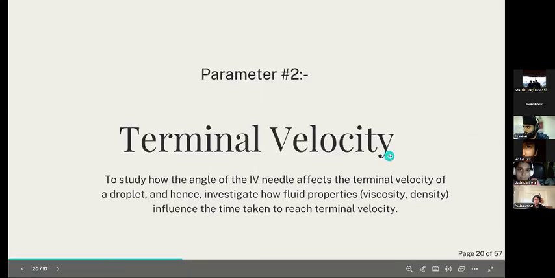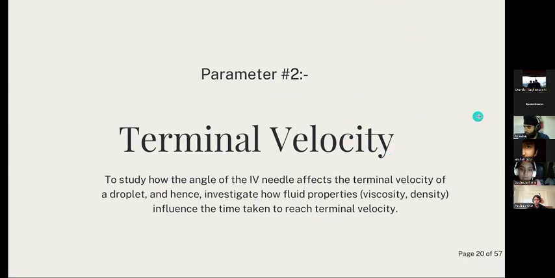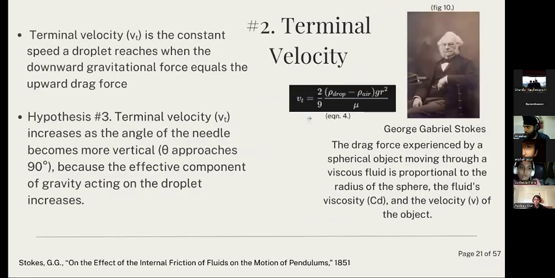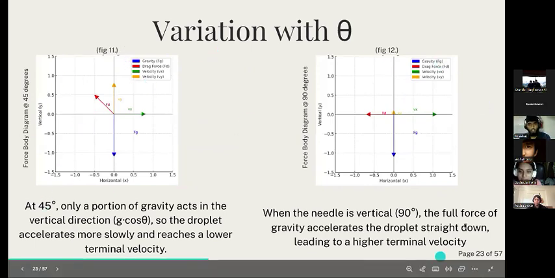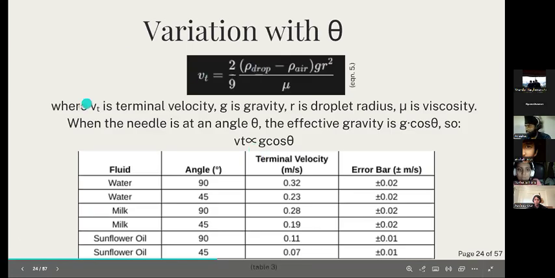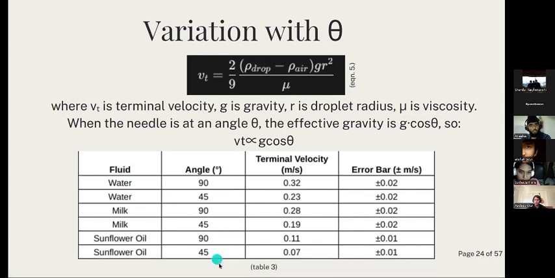Let's talk about the second parameter that I quantitatively analyzed, which is terminal velocity. Terminal velocity refers to the constant speed a droplet reaches when the downward gravitational force equals the upward drag force, leading to a third hypothesis, which is that the terminal velocity increases as the angle of the needle becomes more vertical, that is, theta approaches 90 degrees, because of the effective component of gravity acting upon the droplet, which is going to increase. This is our method of demonstration, and as you can see, the free body diagram here states the variation with theta at 45 degrees and 90 degrees respectively. Furthermore, we get this data for water, milk, and sunflower oil at these angles.